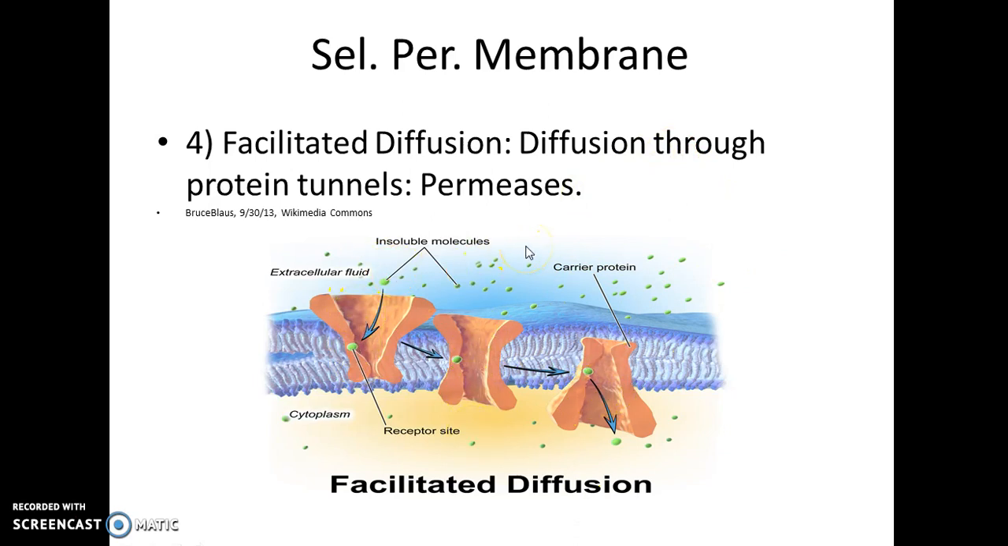Now, these polar molecules will go through those protein tunnels and into the cell. These protein tunnels are very selective, also called permeases. Right, so each molecule has its own specific protein tunnel.